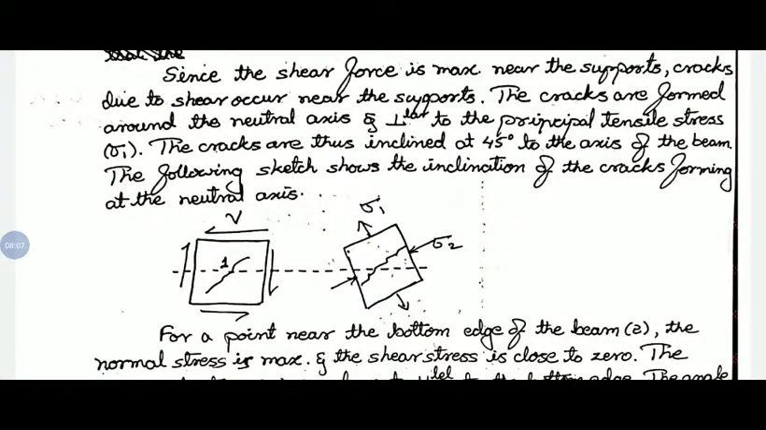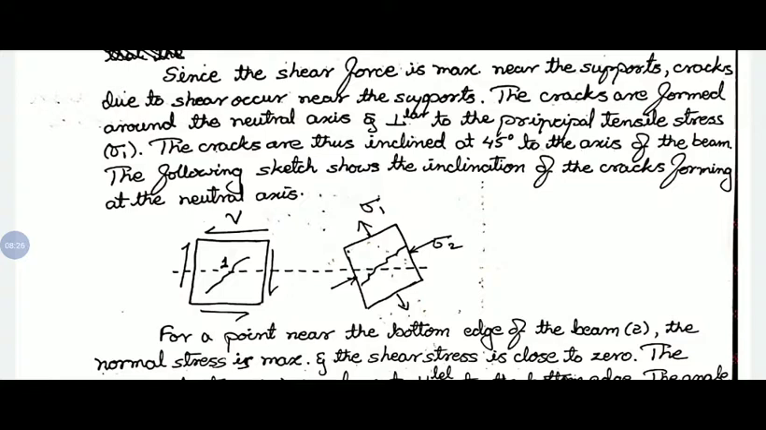Cracks due to shear occur near the supports. So where there is a maximum shear force, the shear cracks will develop at that position. The cracks form around the neutral axis and perpendicular to the principal tensile stresses. So that is sigma 1. Tensile stresses are sigma 1.